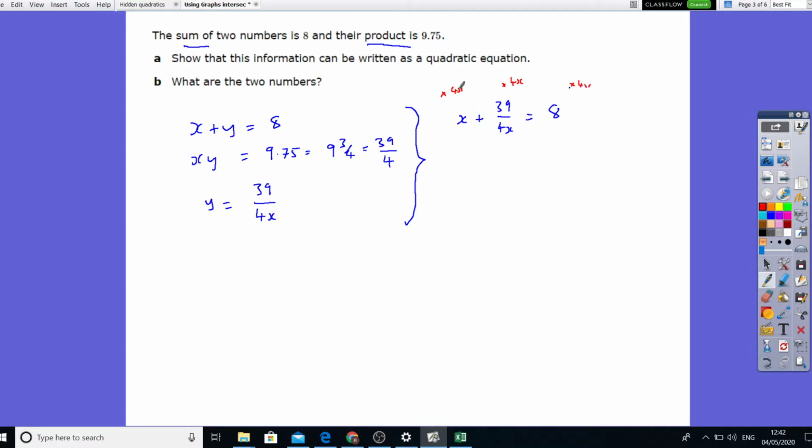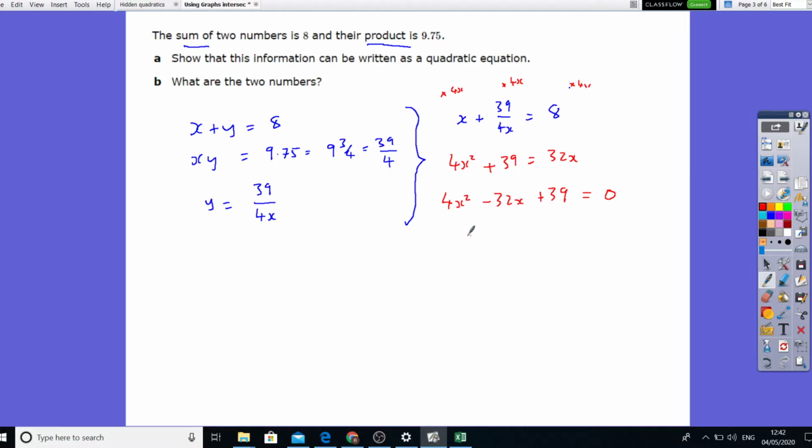So x times 4x is 4x squared. 4x divided by 4x will be 1, so that will cancel, so that will just give me plus 39. And 4x times 8 is 32x. If I bring that to the other side, I'll end up with 4x squared minus 32x plus 39 equals 0. So bringing that to this side.